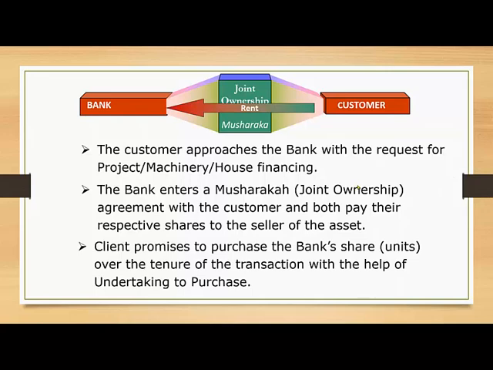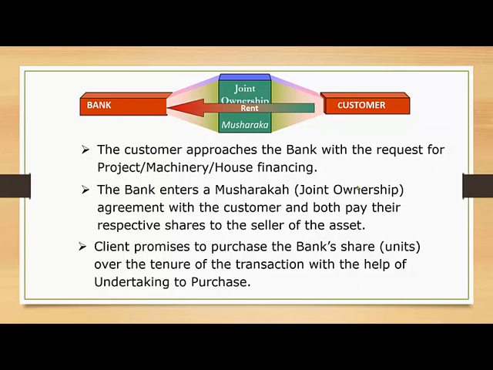The client promises to purchase the bank's share or units over the tenure of the transaction with the help of an undertaking to purchase. After the purchase of an asset, the client will have to sign an agreement with the bank that the client will buy the bank share. For example, if a property price is $100 and the customer has contributed $20 and the bank has contributed $80, and the property is used by the customer, the customer owns only 20% of that property, while the 80% of the property belongs to the bank.